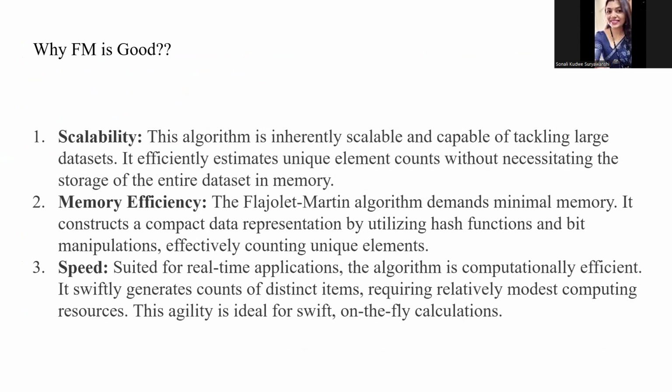So why is FM good? Because of its scalability, right? Because it is able to tackle large data sets and it estimates the number of unique elements without having to use the main memory or the entire data set in one go. Second, memory efficiency, because it demands minimal memory. That's why it uses hash functions and bit arrays to effectively find the unique elements. Also the speed: it is suitable for real-time applications. So it's computationally very efficient and it generates the result in real time or on-the-fly calculations.